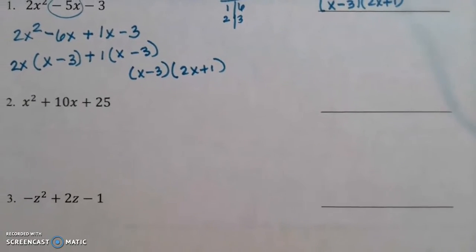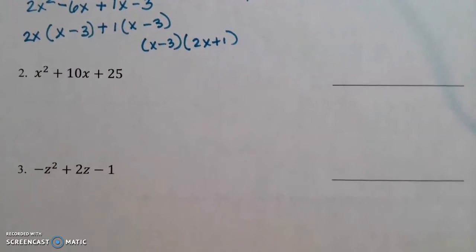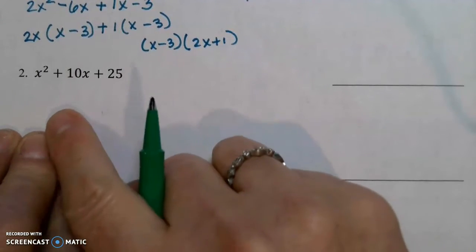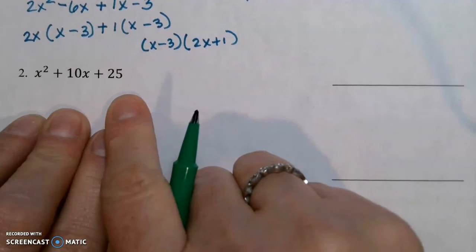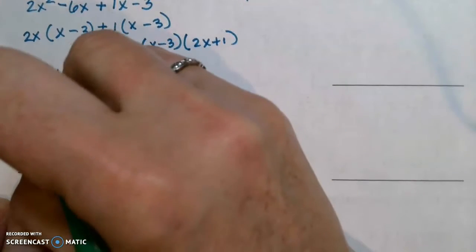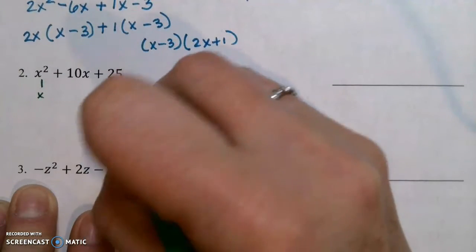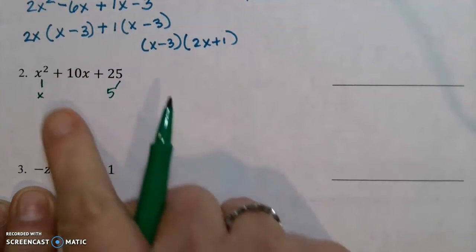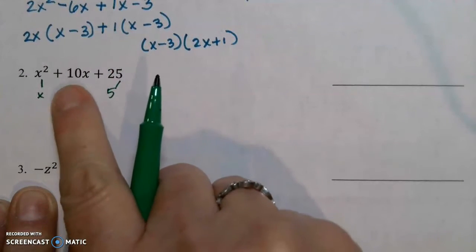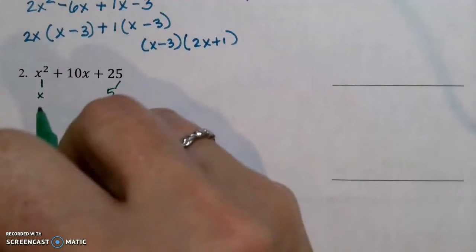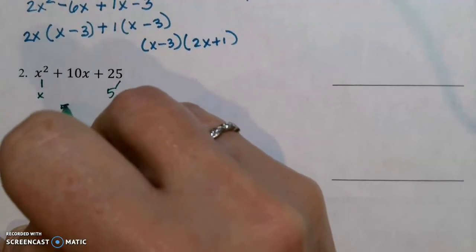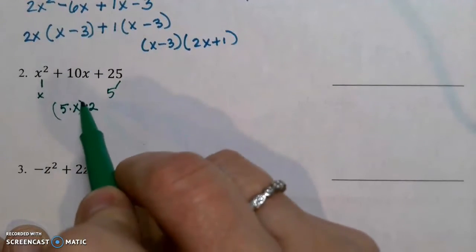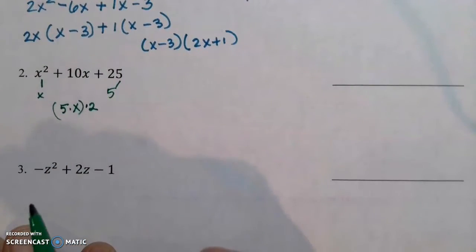Number 2. So it is in descending order. I don't have a GCF other than +1. So I am going to check and see, is this a perfect square trinomial? So if I look at this, that's x, because that is a perfect square. 25 is a perfect square, leaving me with 5. Now, if this is a perfect square trinomial, then that middle term would be the same as if I do the 5 times the x and then multiply it by 2, which would give me 10x. And that does match what we have here.